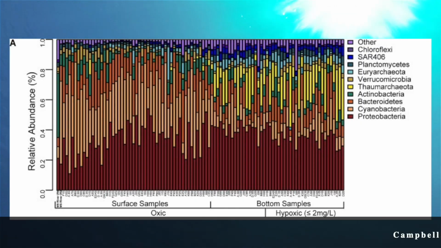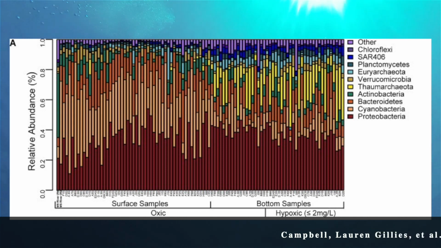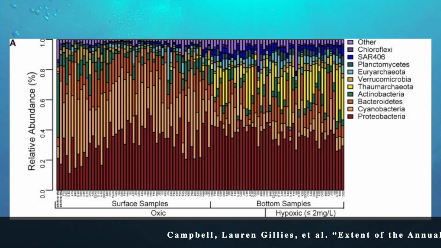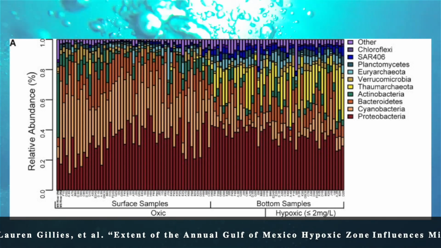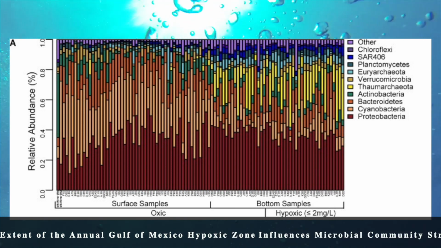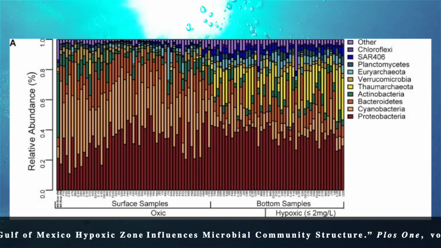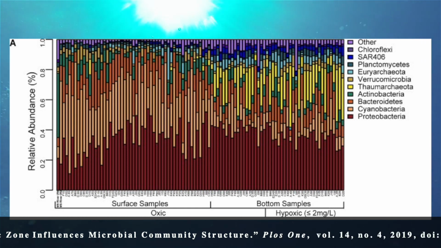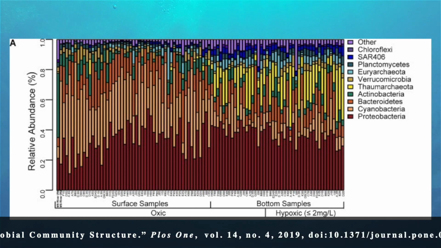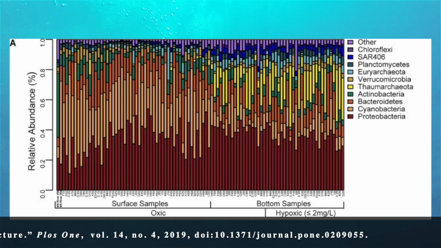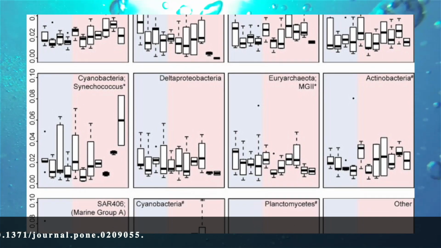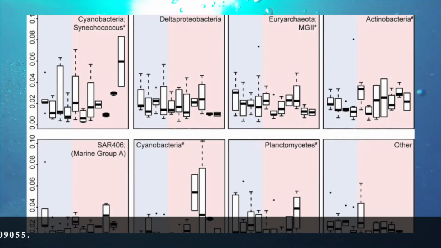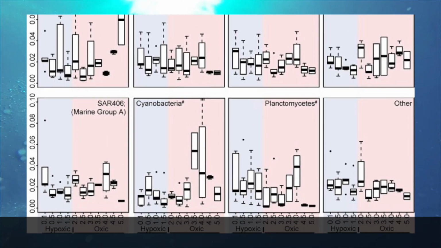This graph shows samples which illustrate the increased biodiversity of microorganisms in the bottom hypoxic samples as compared to the lower diversity found in the oxic, or oxygen-rich, surface samples. There is specifically an increase in the organisms classified as Thaumarchaeota, indicated in yellow, which are plentiful in hypoxic conditions. These box plots illustrate the distribution of different groups of microorganisms that were most prolific in the hypoxic bottom samples.